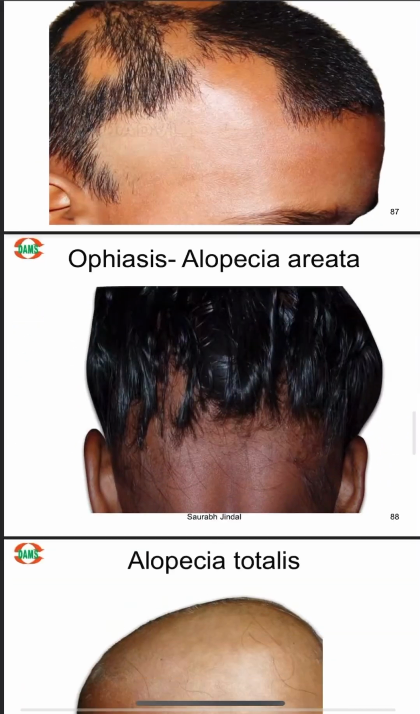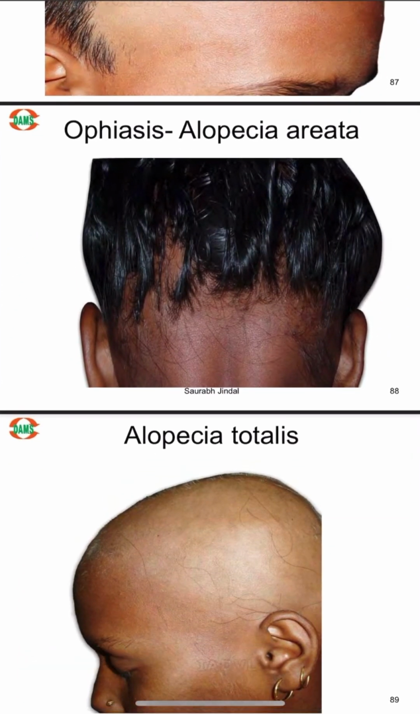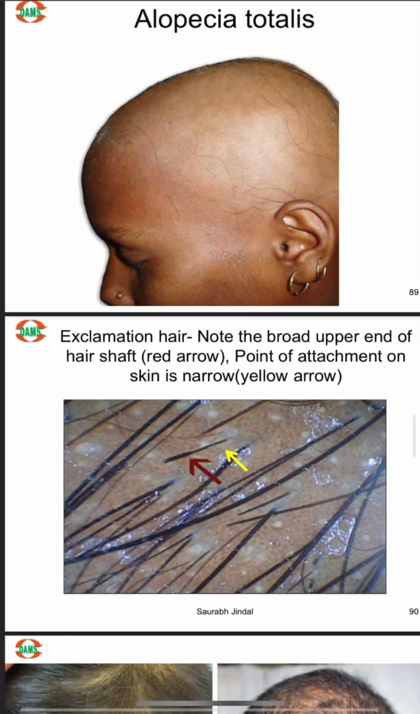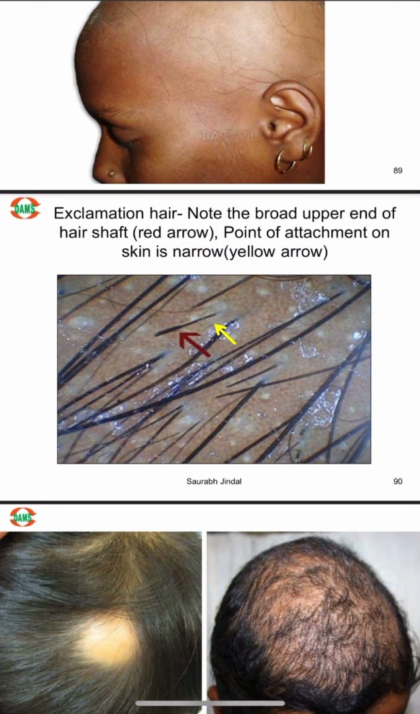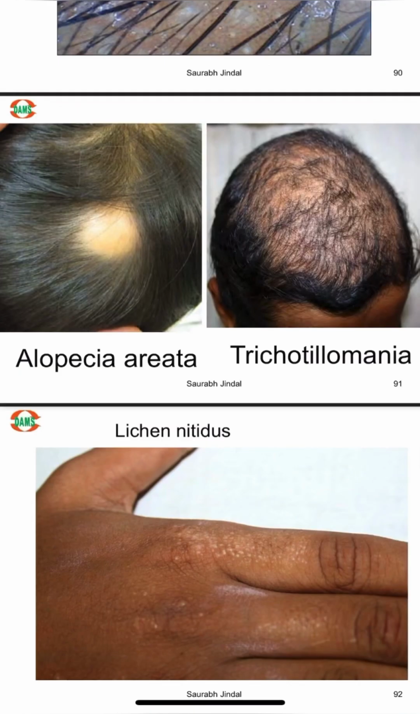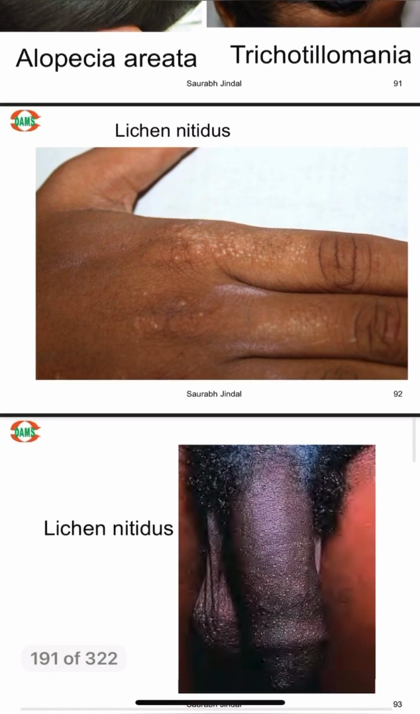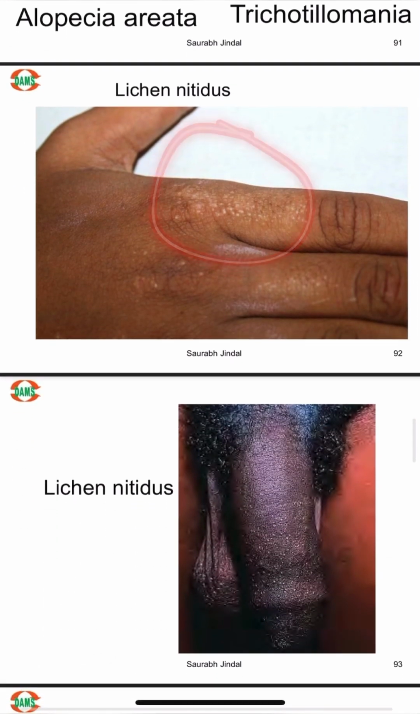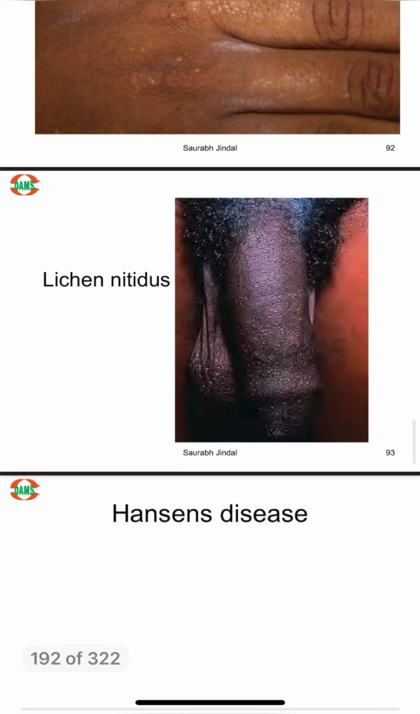This is alopecia areata. Exclamation hair. This is broad upper end of the hair shaft. Point of attachment on the skin is narrow. Alopecia areata again. This is trichotillomania. Lichen nitidus on the extremities and on the penis.